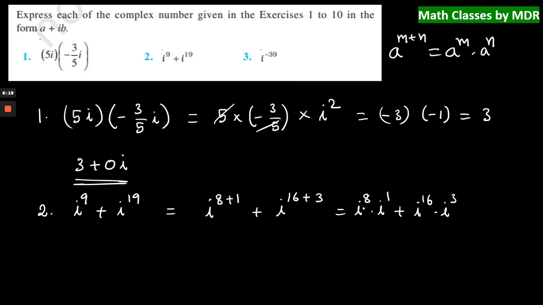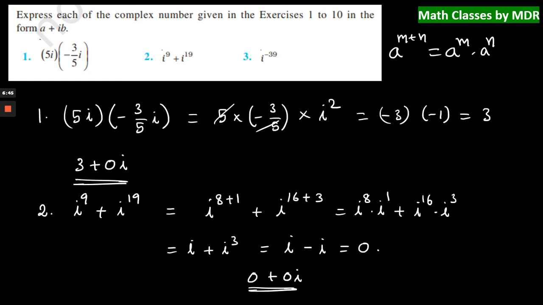So i to the power 8 equals 1, i to the power 16 equals 1. Therefore, this is nothing but i plus i cubed. What is i cubed? i cubed is nothing but minus i, so the sum is equal to 0. So what is the complex form of 0? 0 plus 0i is the complex form of 0.